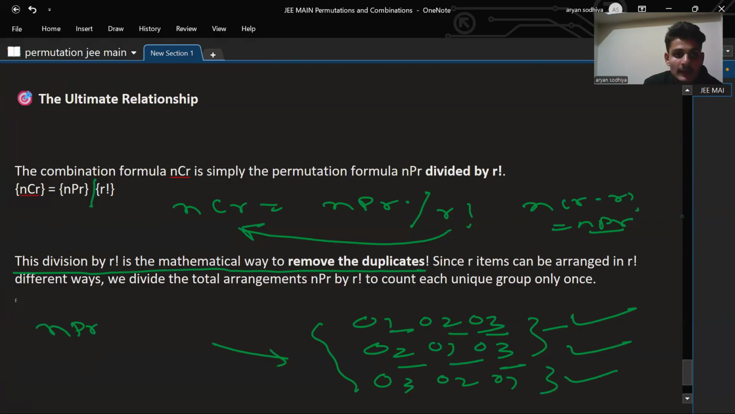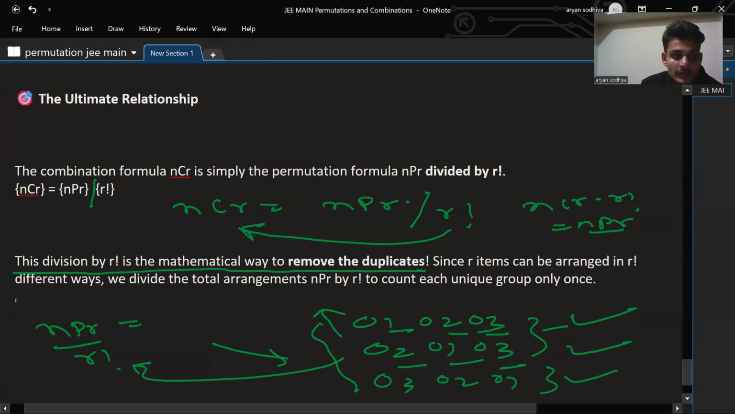So these duplicates in nPr are divided out, and in this manner, many duplicates are received in nPr, because order is a matter of concern there. Order is the matter of concern in nPr. So in nCr, order does not matter, so we need to reduce the duplicates. So this nPr is divided by r factorial. I hope you got this point.